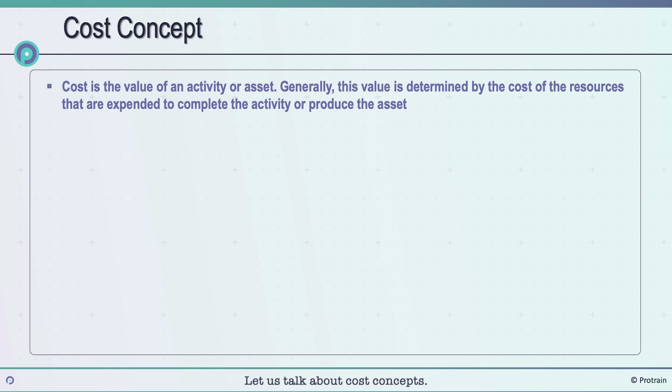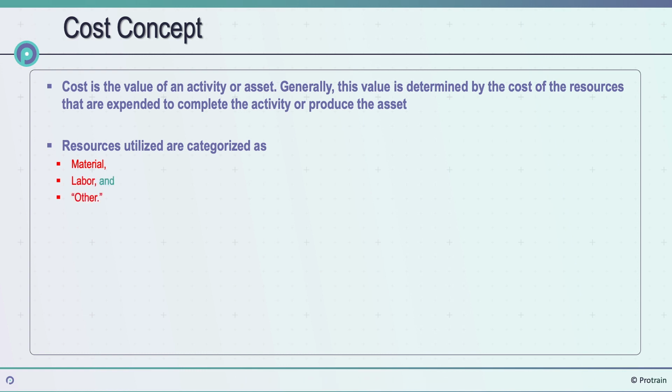Let us talk about cost concepts. Cost is the value of an activity or asset. Generally, this value is determined by the cost of the resources that are expended to complete the activity or produce the asset. Resources utilized are categorized as material, labor, and other. Although money and time are sometimes thought of as resources, they only implement and or constrain the use of the physical resources just listed.